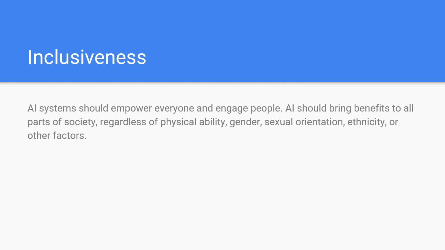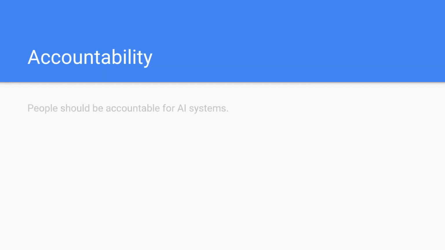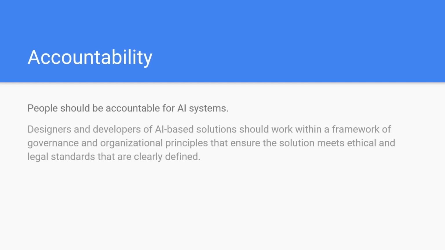Inclusiveness. AI systems should empower everyone and engage people. AI should bring benefits to all parts of society regardless of physical ability, gender, sexual orientation, ethnicity, or other factors. Transparency. AI systems should be understandable. Users should be made fully aware of the purpose of the system, how it works, and what limitations may be expected. We have accountability. People should be accountable for AI systems.